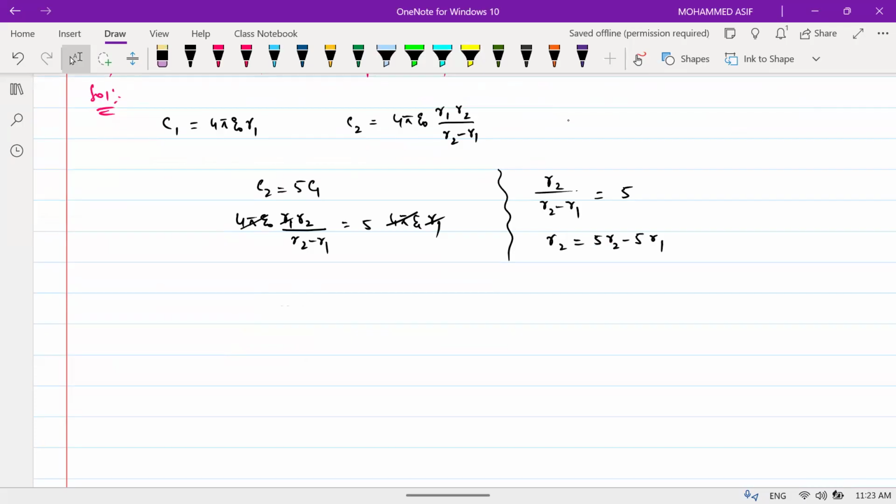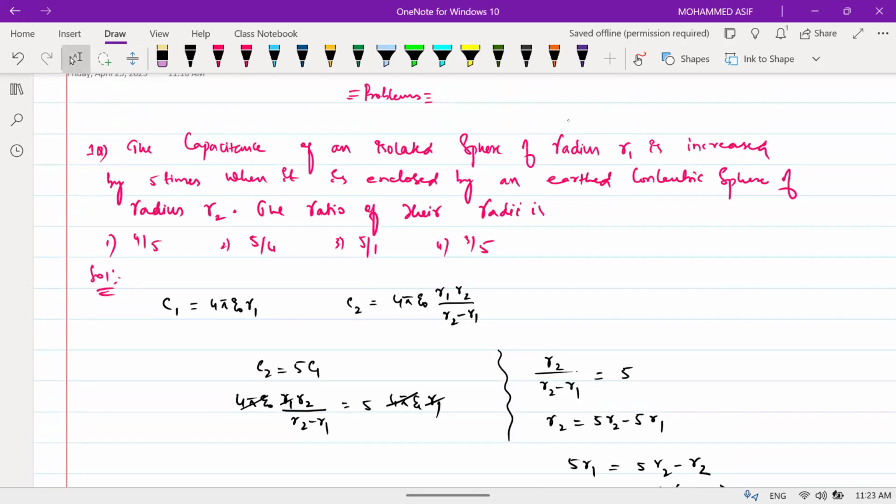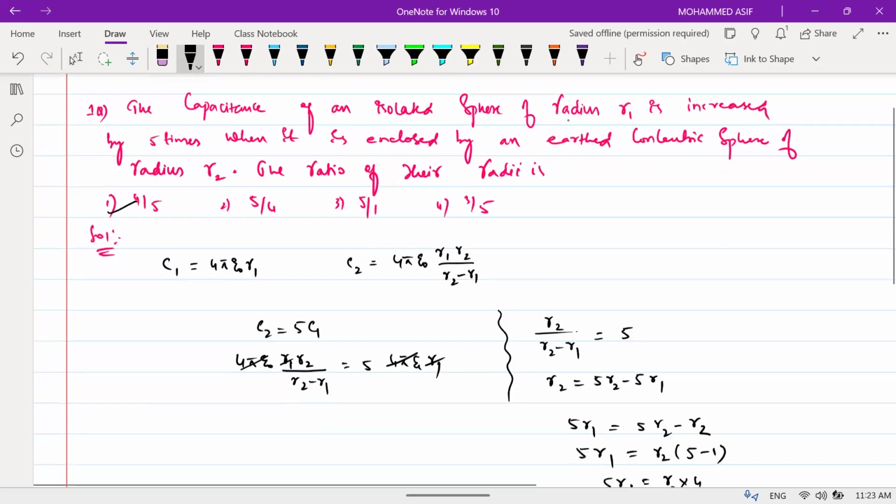So I need the ratio. I'll bring the 5 times R1 outside and all R2 on one side. So it is 5 times R2 minus R2, that means R2 common. This will be equal to 5 minus 1, so it is 5 times R1. R2 times 5 minus 1, which is 4, is 5 times R1. So R1 divided by R2 is equal to how much? 4 divided by 5. So the ratio will be 4:5.